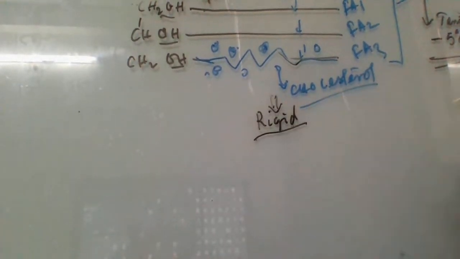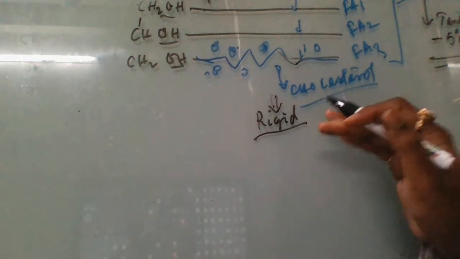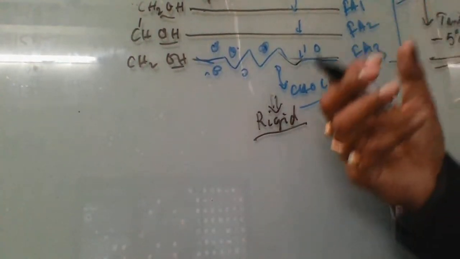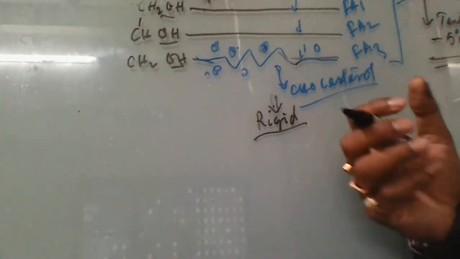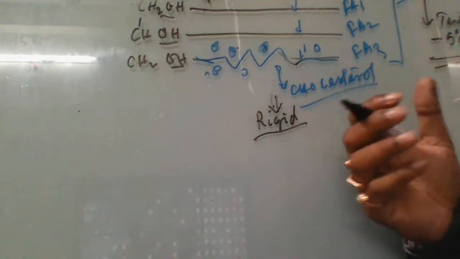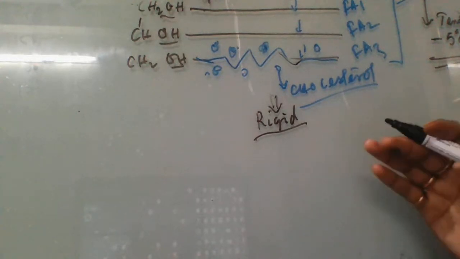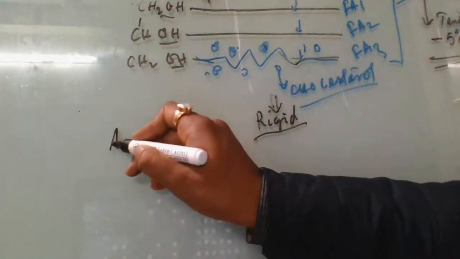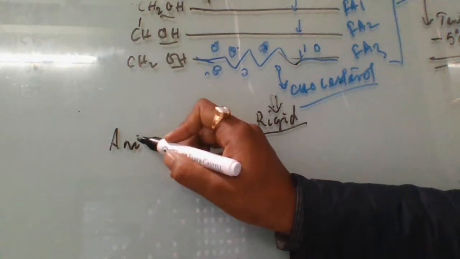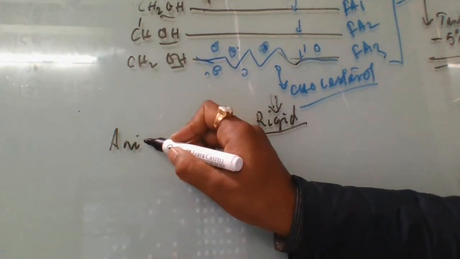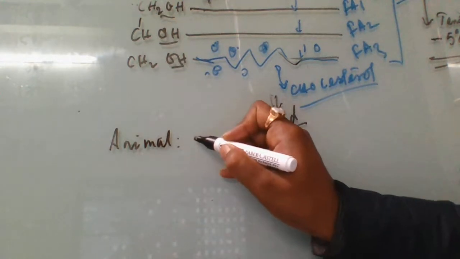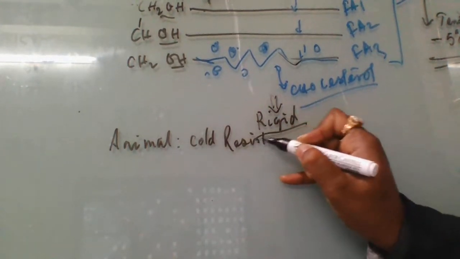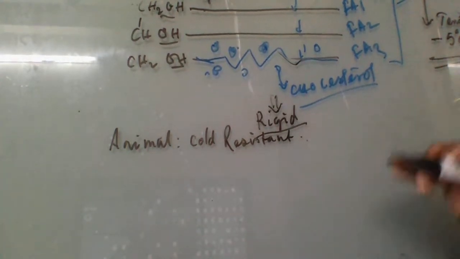So how, at this particular point, will this changing environment be encountered by the animal? There are several adaptations, and due to this adaptation these animals become cold resistant. So what are the things that help?